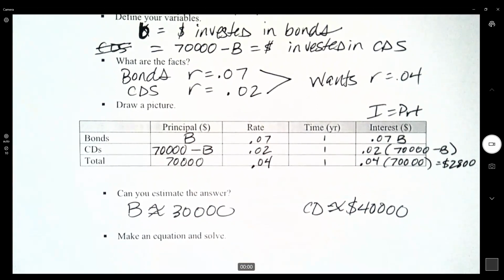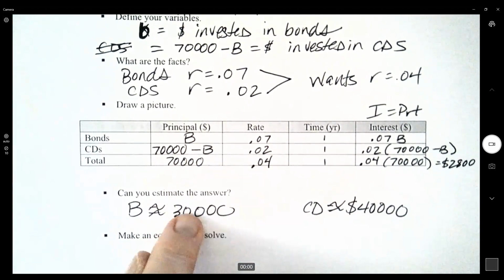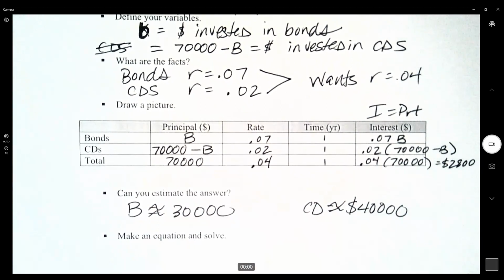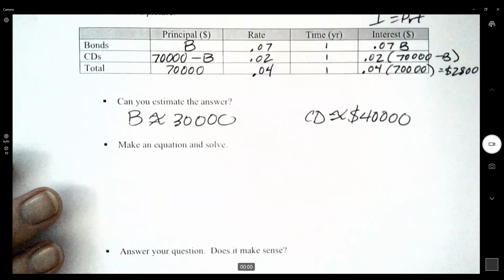Remember what an absurd answer would look like. An absurd answer would be something that does not add up to $70,000 or an answer that's negative or more than $70,000. We definitely want to stay away from those. So let's make an equation and now solve.